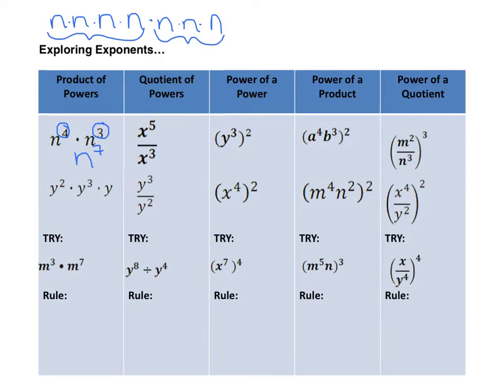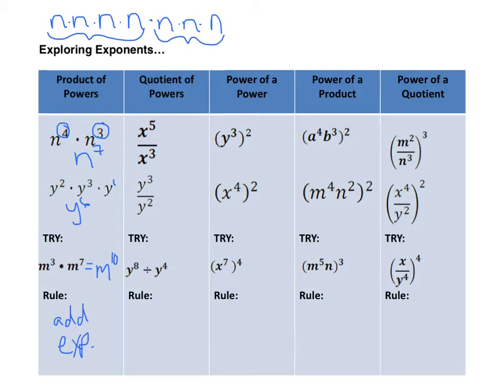So let's look at the next one. Y squared times y to the third times y. Well, I have 2 plus 3, and then keep in mind there is a little 1 here on the y. When there's no exponent there, it's y to the first. So 2 plus 3 plus 1 gives me y to the sixth. And let's try this last one. We have 3 plus 7 gives me 10. So we're going to add our exponents. Alright, that's our rule. Add the exponents when we have like bases.